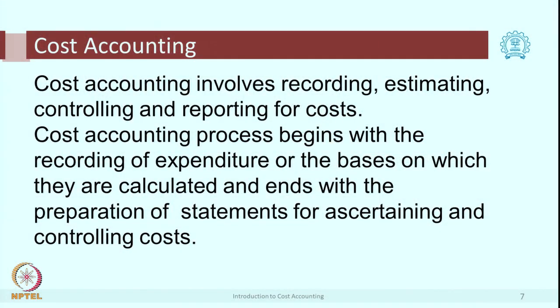Now this is a definition of cost accounting. It involves recording, estimating, controlling and reporting of costs. So you would observe estimating is also involved and controlling is also involved. So cost accounting doesn't just stop at recording, it tries to keep those costs in check, tries to control the costs.